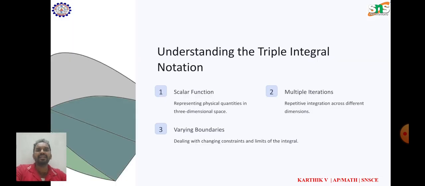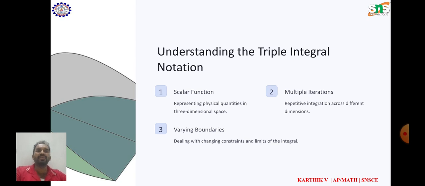Understanding the triple integral notation. First, function. The function being integrated is denoted as f of x, y, z. It represents the quantity you are integrating over the three-dimensional region. Next one, region. The region of integration is denoted as R. It specifies the three-dimensional domain over which the integration is performed. It defines the bounds for each variable x, y, z.